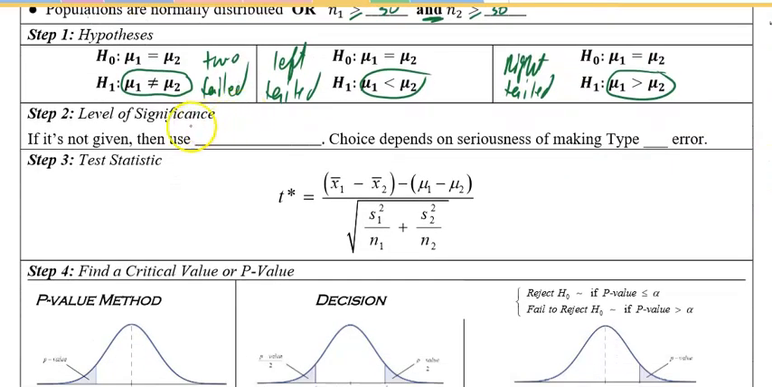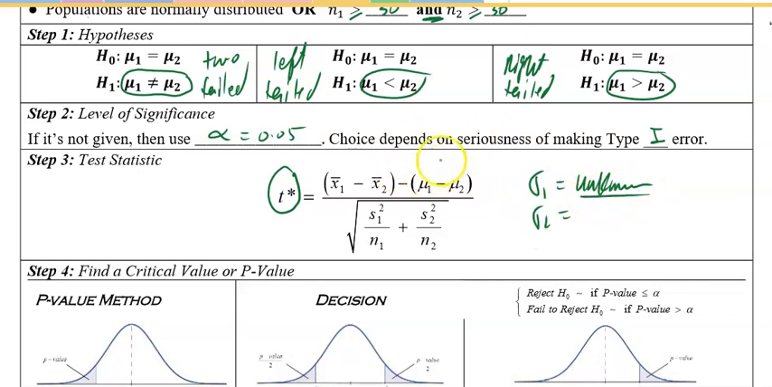And if they don't specify, we use 5%, and we're always looking for type 1 error. Choices depend on the seriousness of making a type 1 error. That's always the case. That's why we always look at the null hypothesis. And we're going to use a t-distribution because the population standard deviation is unknown, just like we did before.